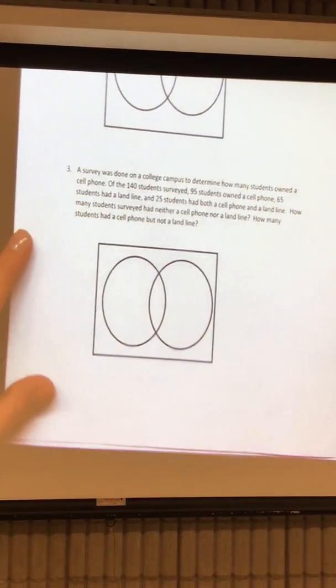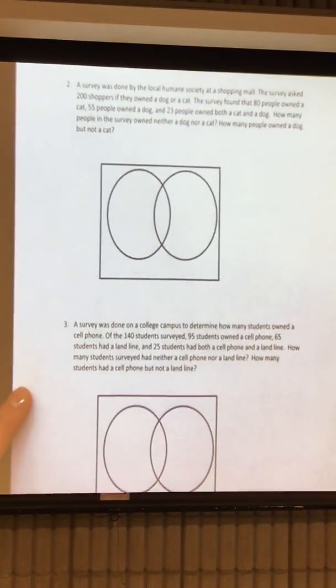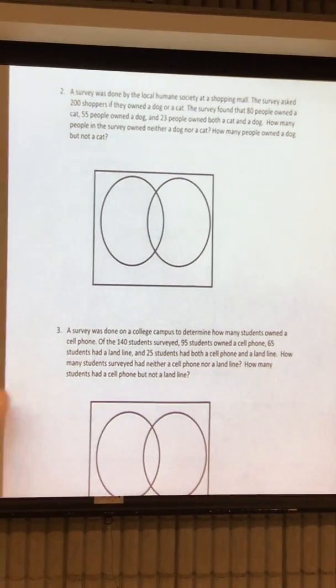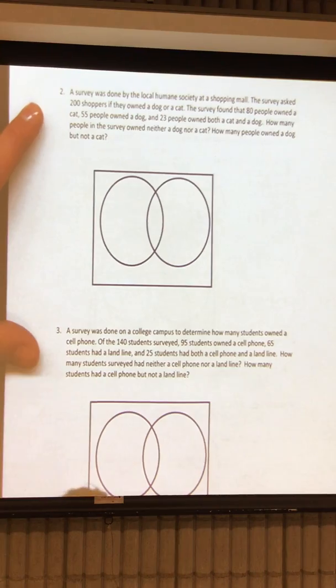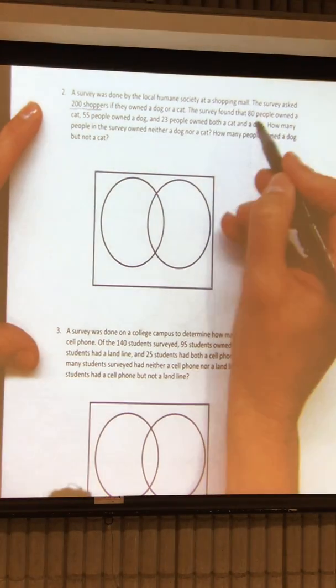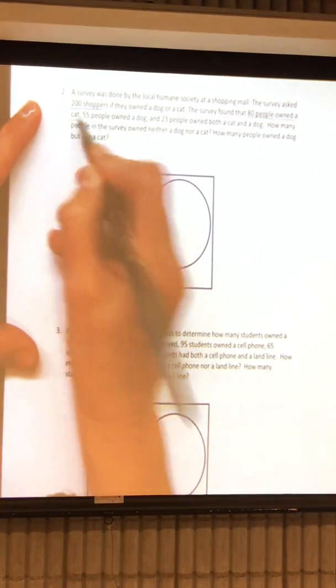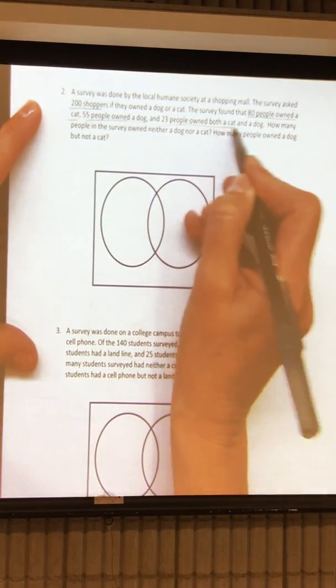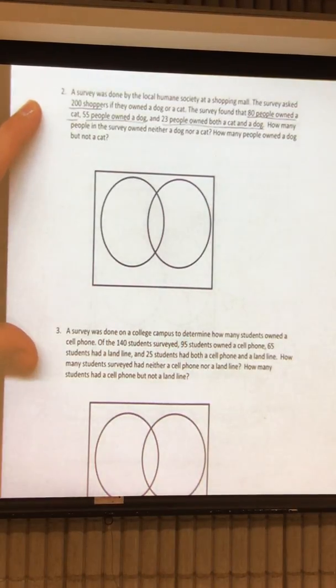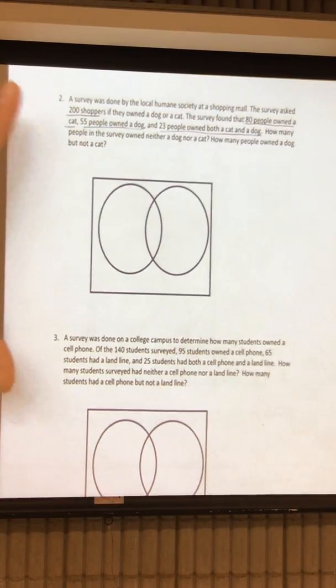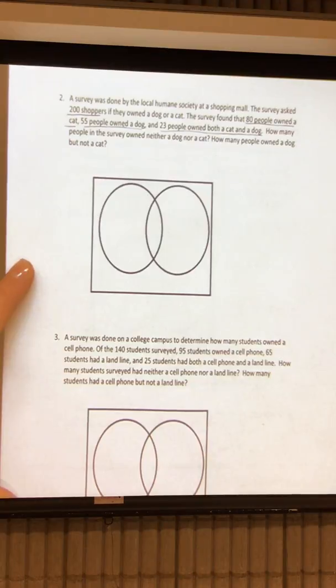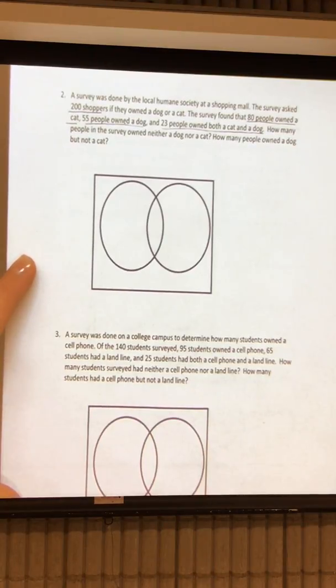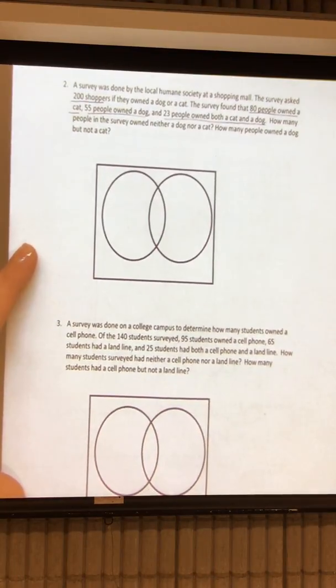Moving on to number 2. Here we have a Venn diagram. So here a survey was done of 200 shoppers. They found that 80 people owned a cat, 55 people owned a dog, and 23 people owned both cat and dog. How many people in the survey owned neither cat nor dog? And how many people owned a dog but not a cat?